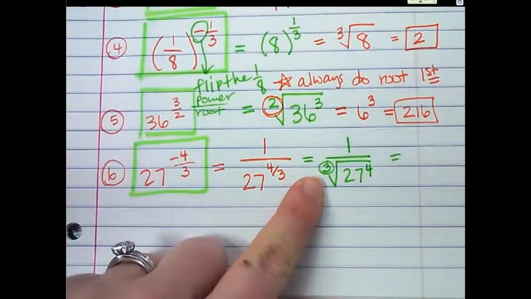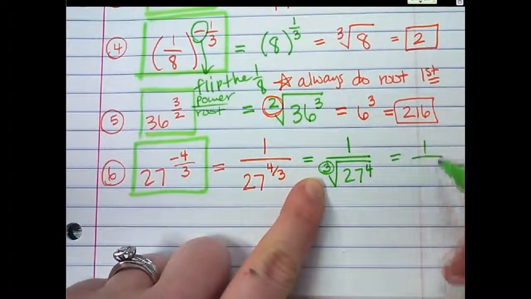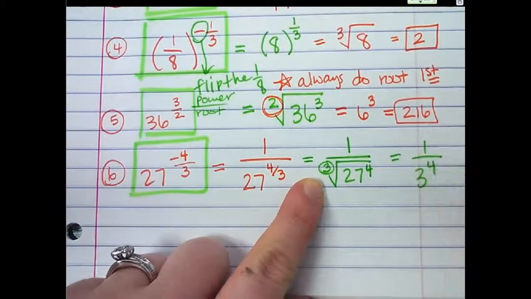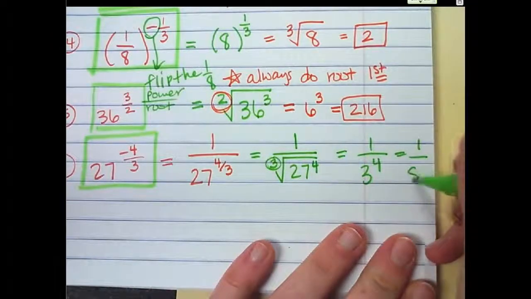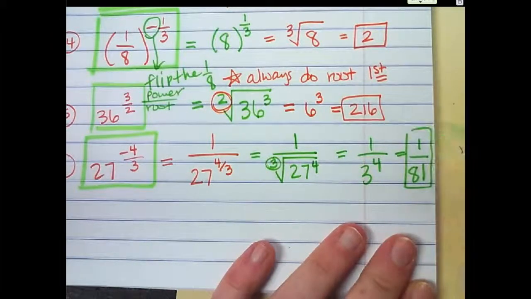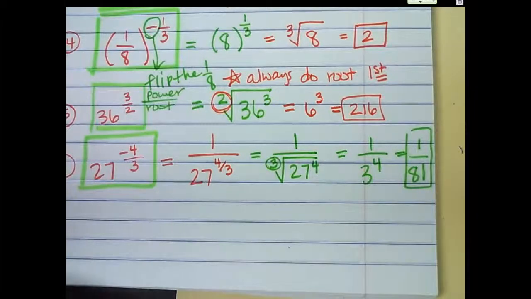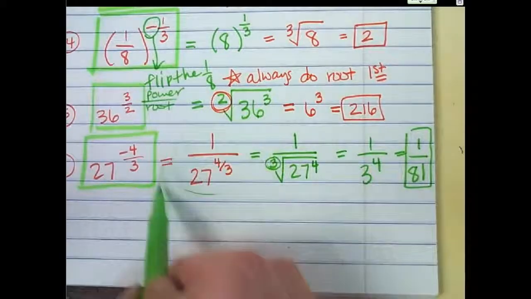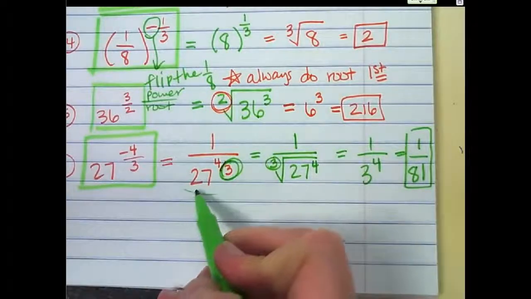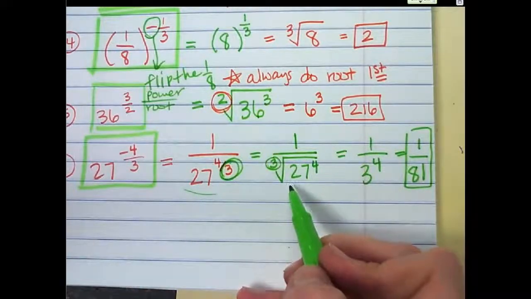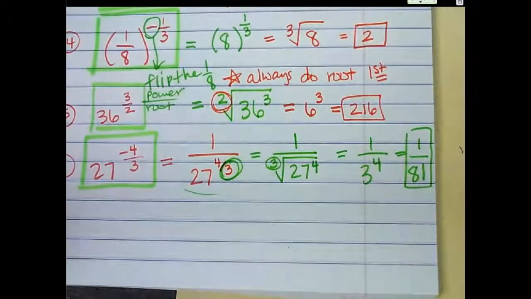So do the root first. What's the cube root of 27? 3, and then I raise it to the 4th power, which is 81. So really, at this point, if you remember to do this first and just think in your mind, oh, cube root of 27 is 3, then you can skip this step if you want to. Just depends on how you see it.